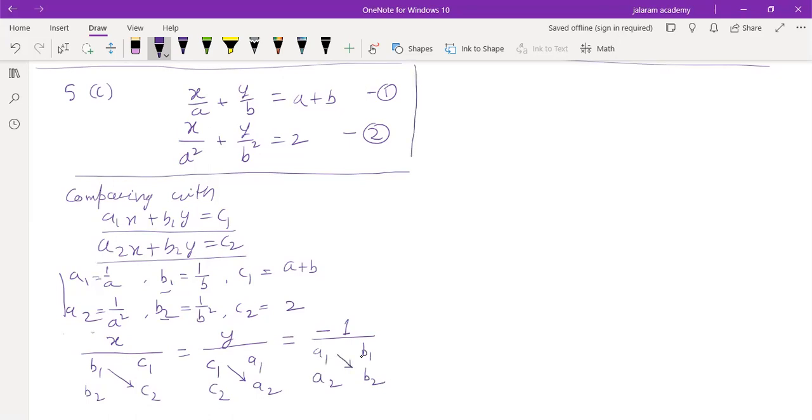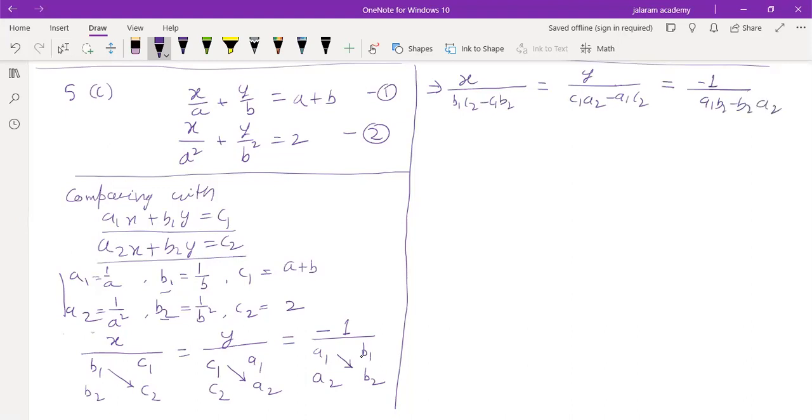So what will be the formula now? You have to tell. x upon b1, c2 minus c1, b2 is equal to y upon c1, a2 minus a1, c2 is equal to minus 1 upon a1, b2 minus b1, a2. Understood everyone?